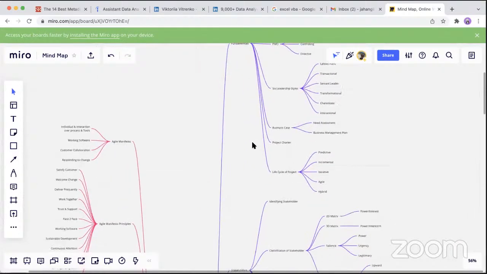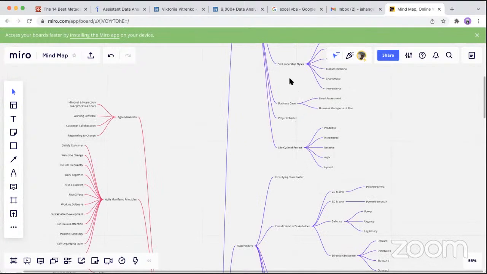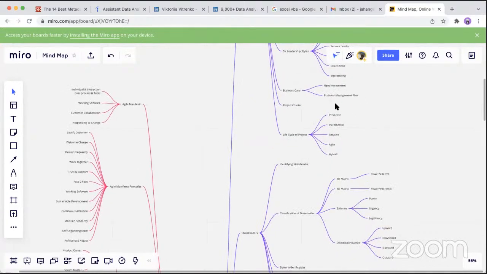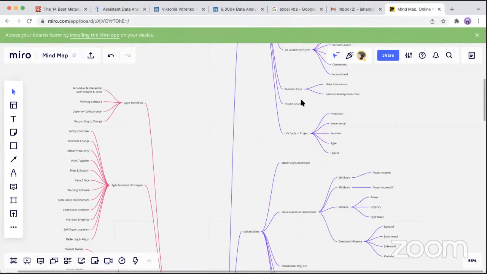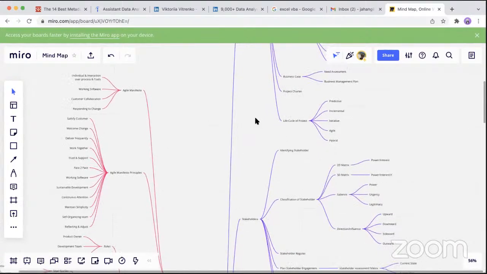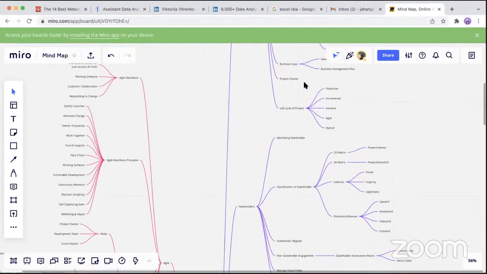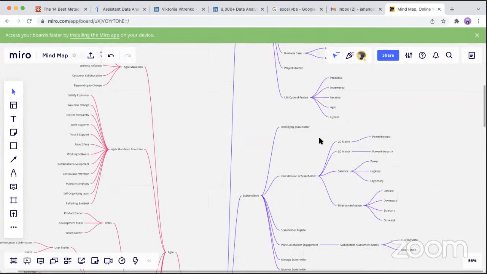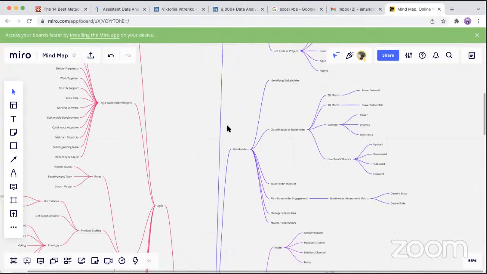For project management, the first part is the business case. In the business case, we do the need assessment, the business value, and the scope of the project. Then we make the business management plan and the benefit management plan. After we go through this, comes the project charter, which is the starting point of the project, in which all the high-level requirements are mentioned. Then for the project, we have different life cycles, which can be predictive, incremental, iterative, agile, and hybrid.